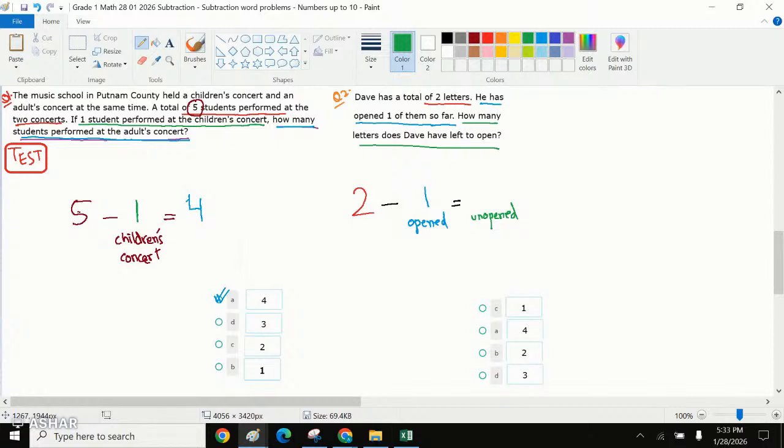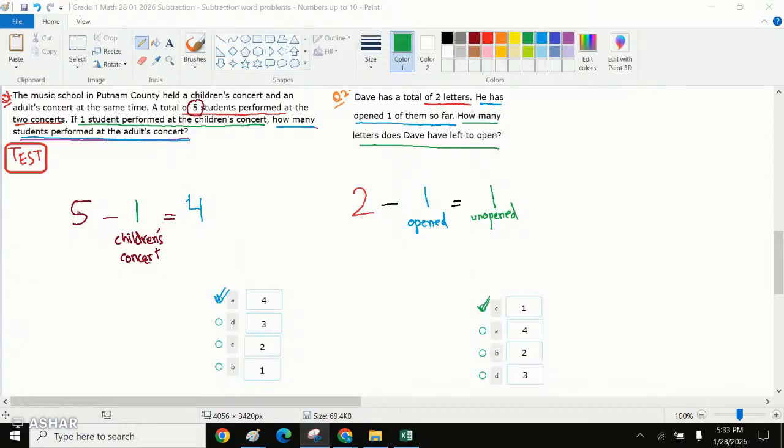Two minus one would be equal to, yes, thank you. 2 minus 1 would be equal to 1. That means if we had a total of 2 letters, and he opened one, then he is left with one unopened. And one is in option number C, right? So we simply click on option number C and it will show us whether our answer is correct or incorrect.